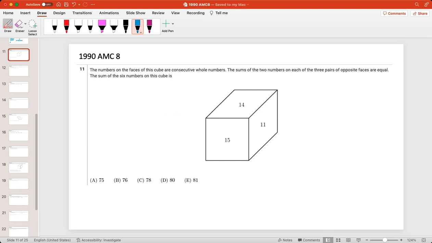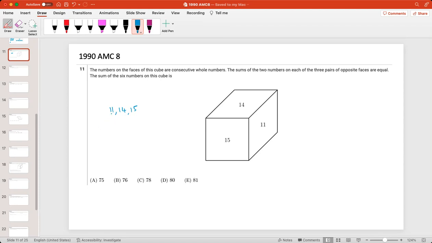The numbers on the faces of this cube are consecutive whole numbers. The sum of the two numbers on each of the three pairs of opposite faces are equal. The sum of the six numbers of this cube. So they want the total of all the numbers. So I know three numbers, right? I have 11, I have 14, and I have 15. Now, what could be the possibility of the remaining numbers which can add together?